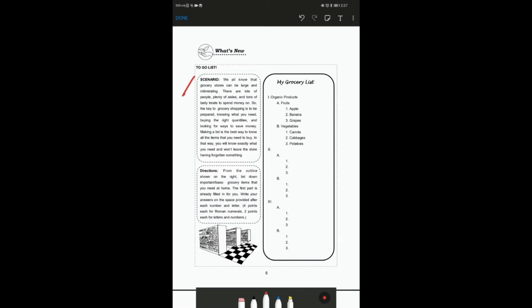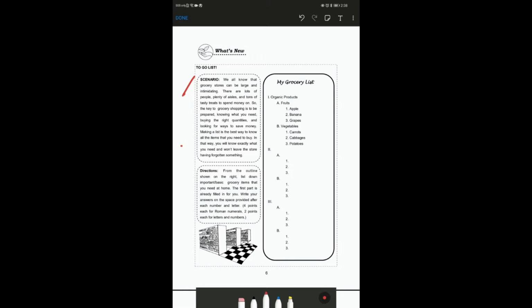We all know that grocery stores can be large and intimidating. There are lots of people, plenty of aisles, and tons of tasty treats to spend money on. So the key to grocery shopping is to be prepared, knowing what you need, buying the right quantities, and looking for ways to save money. Making a list is the best way to know all the items that you need to buy. In that way, you will know exactly what you need and won't leave the store having forgotten something.